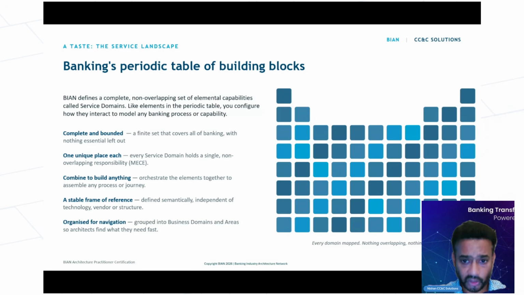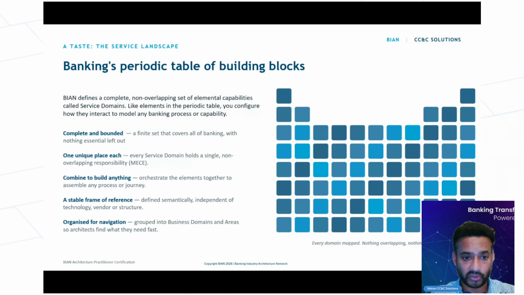So you can liken it to a periodic table of elements. For those of you who remember your chemistry, each of these blocks can be likened to an element on the periodic table in that they are unique, each are different, but you can combine them in different ways to achieve different things. So some of the characteristics of BIAN's building blocks or service domains are: 1, they are complete and bounded.